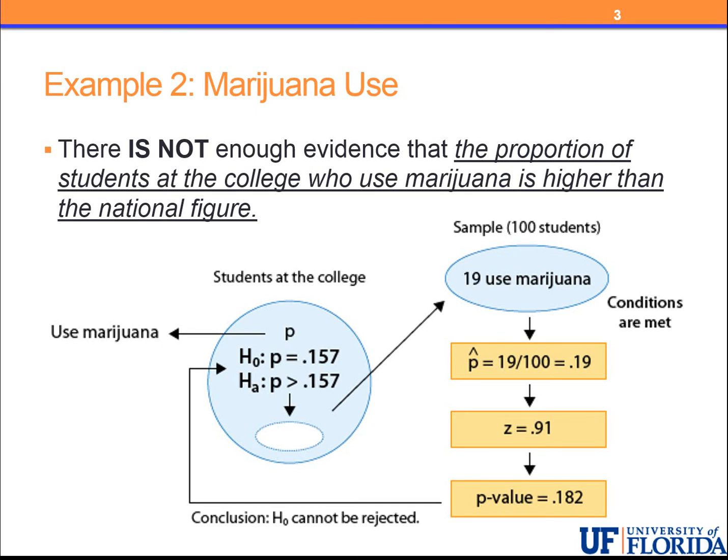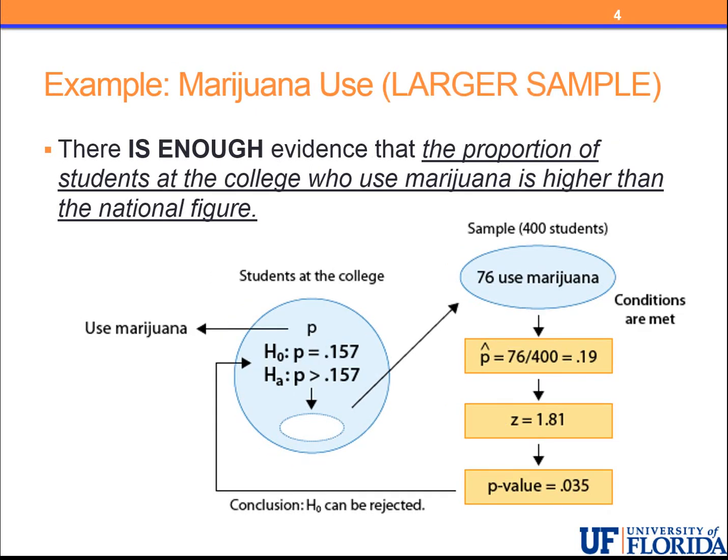Let's go back to our example 2, marijuana use at a certain liberal arts college. Here we took a sample of 100 students and found that 19% used marijuana. The result of this test was that we failed to reject the null hypothesis. The data from this sample did not provide enough evidence that the proportion of students at the college who use marijuana is higher than the national figure of 15.7%.